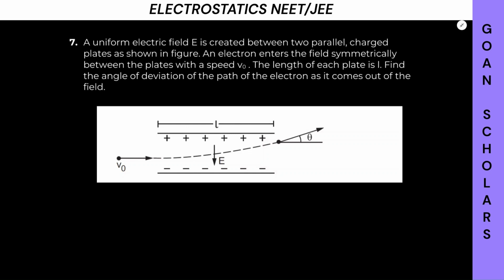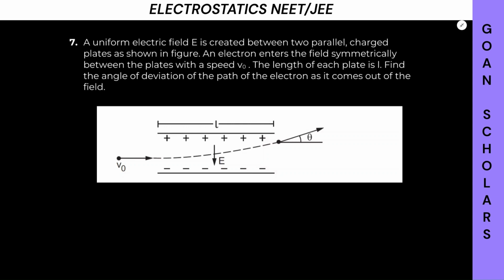A uniform electric field E is created between two parallel charged plates as shown in the figure. An electron enters the field symmetrically between the plates with speed v0. The length of each plate is L. Find the angle of deviation of the path of the electron as it comes out of the field.